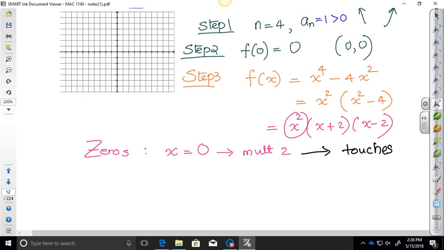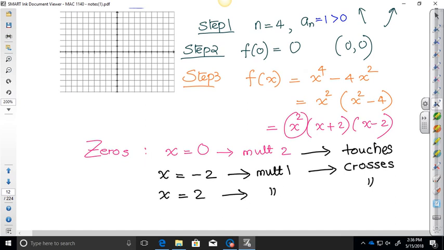Any question there? For the zeros, x equals 0, how did you get that again? You set each one to 0. So that's when you put it to 0. Okay. What is the next one? Negative 2. What's the multiplicity? 1. So what does it do? Crosses. Next zero, 2. Multiplicity same. Crosses, right? Because it's 1 again. That is step 3.